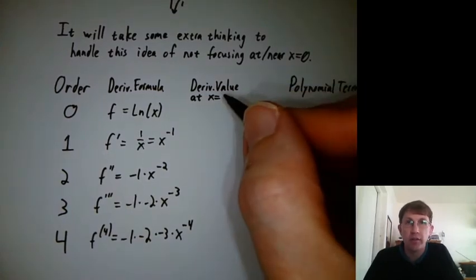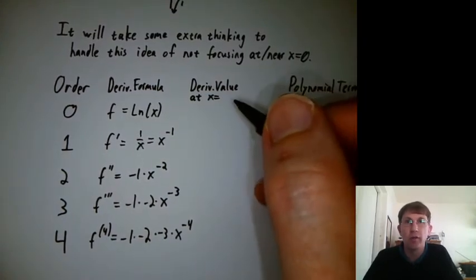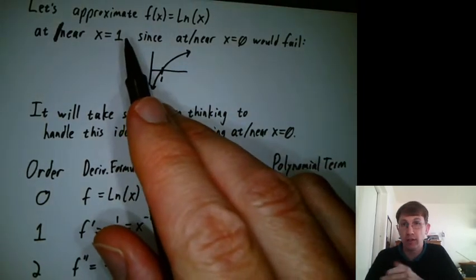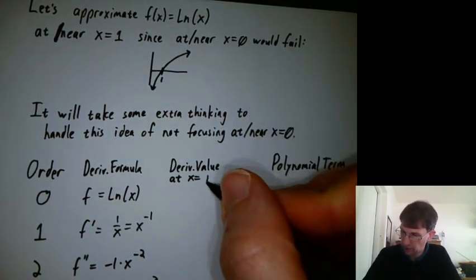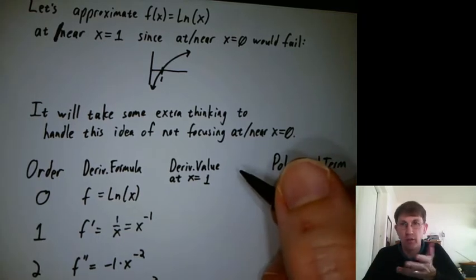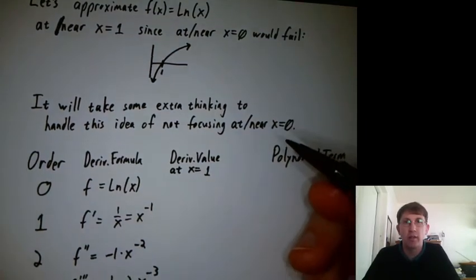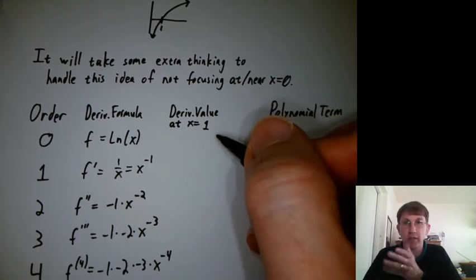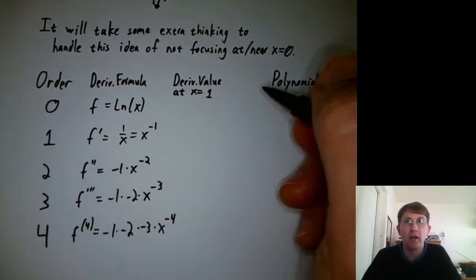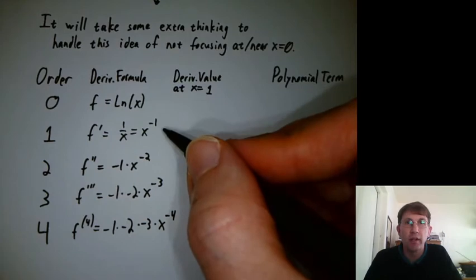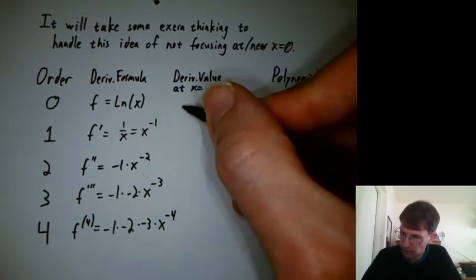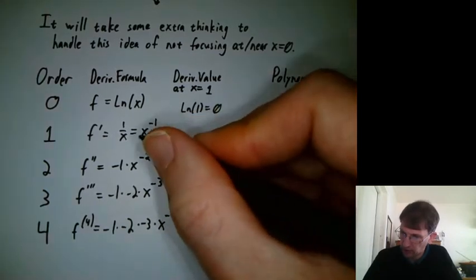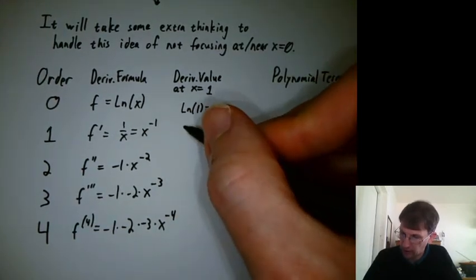Then we should find what's the derivative value, and what do we want to plug in for x? Well, remember we said let's focus near x equals 1. So we'll use that here. You could do it at 2 or a half or a tenth or 5 trillion or whatever, but for pedagogical reasons, let's stick with 1. So what do we get here? What's log of 1? That's 0. What's 1 to the negative 1?